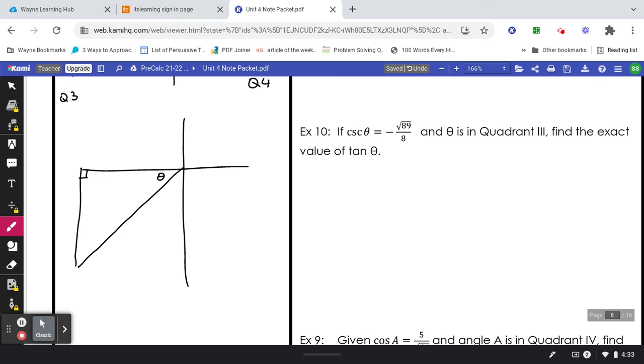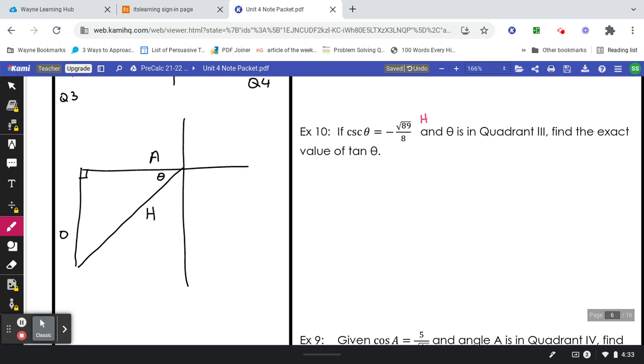I will label O, A, and H. And then they're going to give me some information. They're going to tell me that cosecant is negative square root of 89 over 8. So square root of 89 over 8 negative.